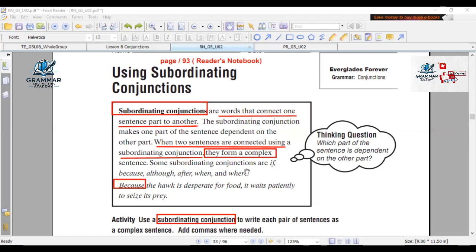Here we have some subordinating conjunctions like if, because, although, after, when, and where. Because here is a subordinating conjunction. It comes at the beginning of a sentence. For this reason, it's followed by a sentence, then a comma, then another sentence, right? Yeah. And because of that subordinating conjunction, we have a complex sentence. Because the hawk is desperate for food, it waits patiently to seize its prey.